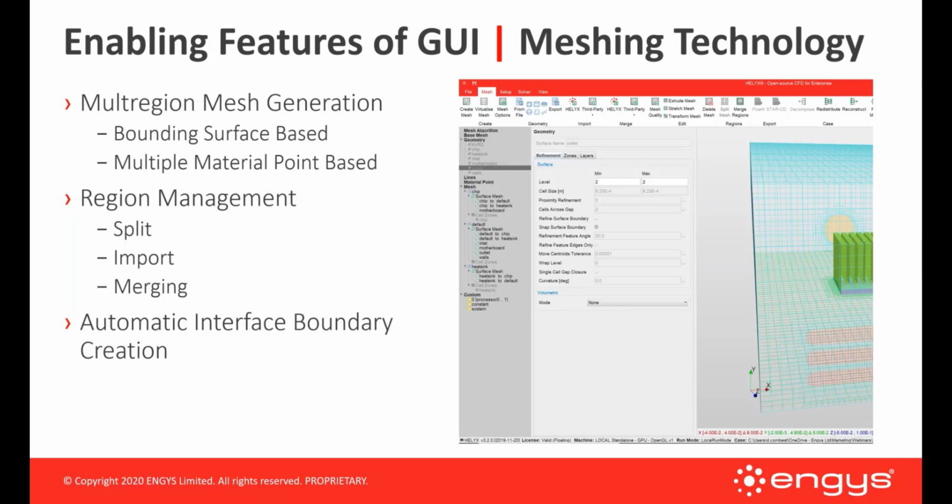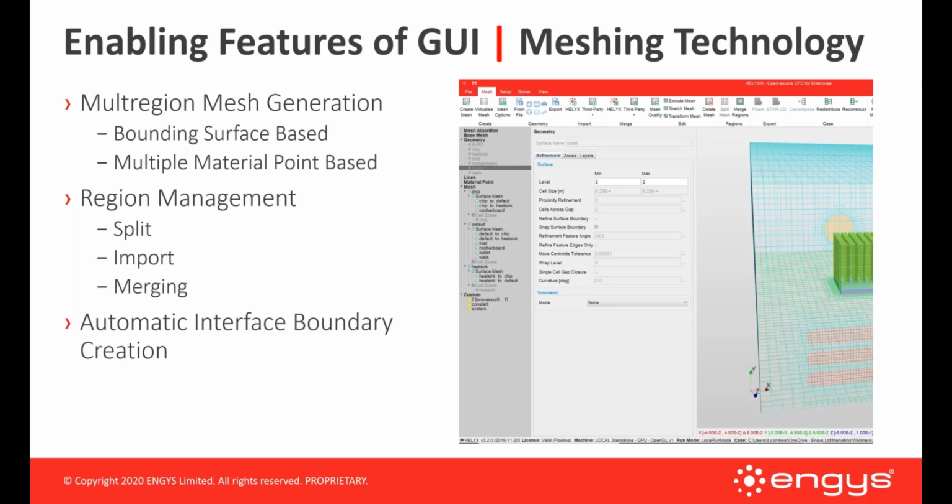One of the most important is the meshing component. So multi-region mesh generation, there's two different ways that we can actually generate a multi-region mesh. If you've used HELYX before, or you saw my meshing webinar, the last webinar that I did, you would have seen that we can generate different cell zones by using a boundary surface based approach. So you actually have a closed STL surface that represents your different region. You can do that way.